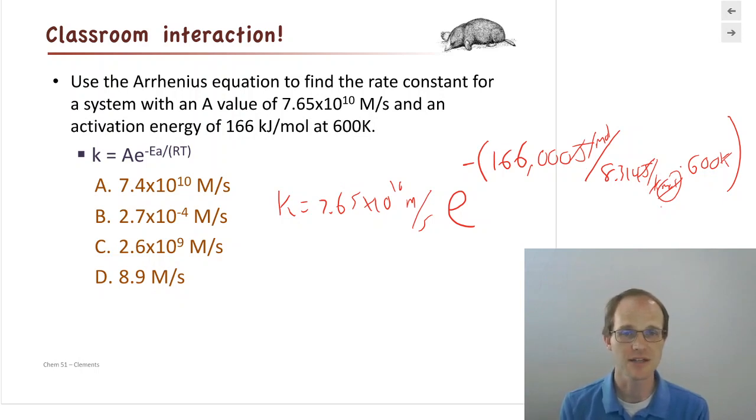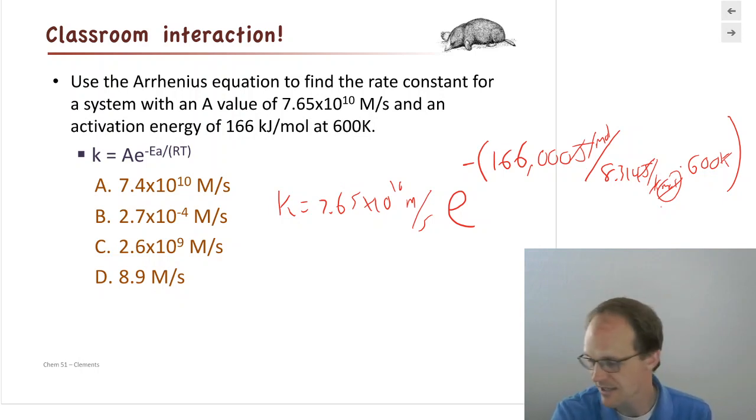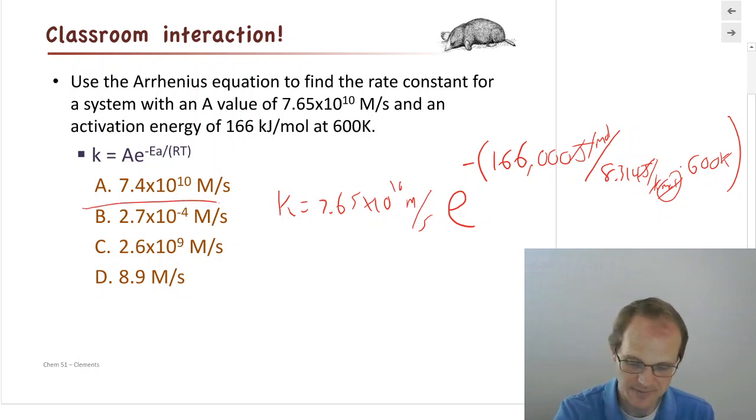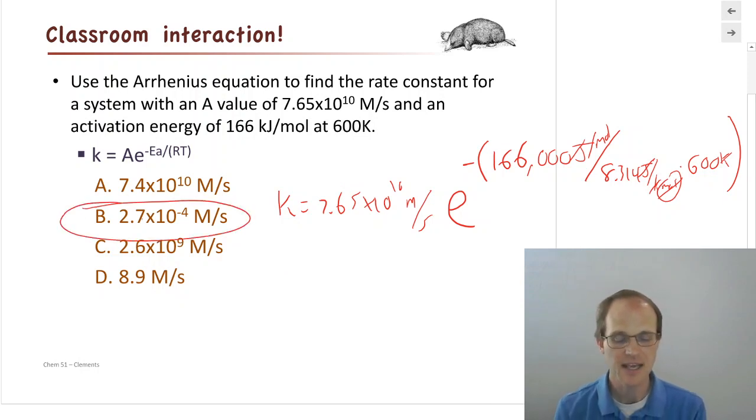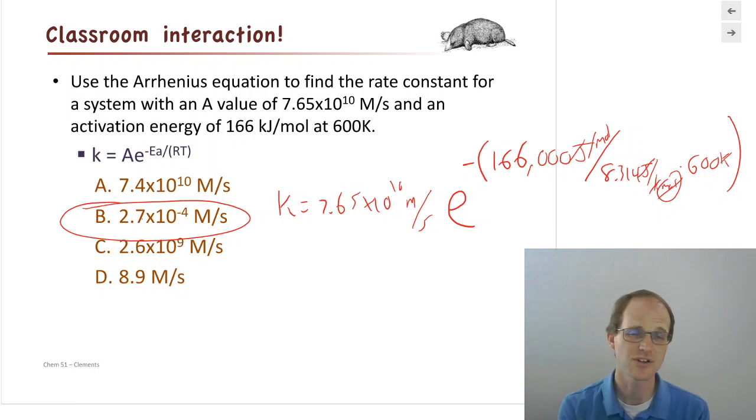That's just a plug and chug, making sure to put those parentheses in there, making sure you're dividing by 8.314 and you're dividing by 600, and you should get the answer of B, which is 2.7 times 10 to the minus 4th molar per second. If you got one of those other answers, it means you either put a positive in your exponent, or you forgot to convert from kilojoules to joules, or you converted your Kelvin by using 273. But you can see the huge differences from small mistakes. Those other ones are all small mistakes, but you went from 10 to the minus 4th to 10 to the positive 10th or 10 to the positive 9th.